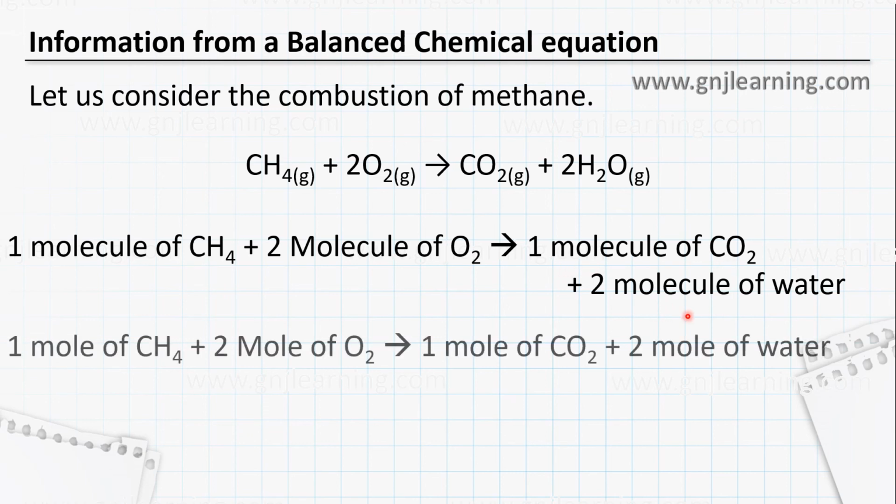Clear? Earlier it was only 1 molecule, but here I am talking about 6.022 into 10 raised to 23, which corresponds to a number that I can write as 1 mole. So if I take 1 mole, that is 6.022 into 10 raised to 23 molecules, how much is required in the case of oxygen? It is 2 moles, that is 2 into 6.022 into 10 raised to 23. Then I will get 1 mole of carbon dioxide and 2 moles of water.